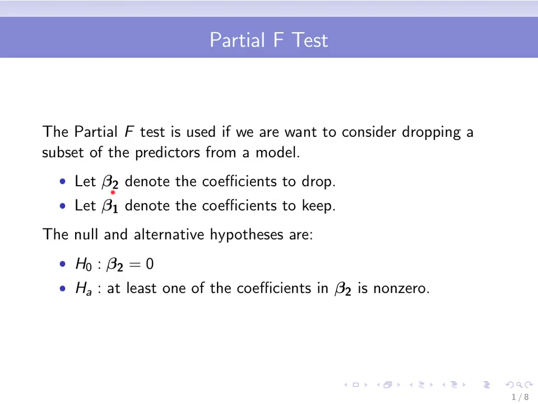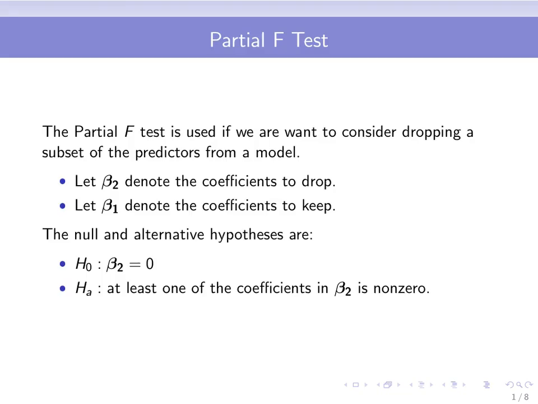So we'll let boldface beta 2 be a vector that denotes all the coefficients you want to drop, and let boldface beta 1 be the coefficients you want to keep. The null hypothesis is basically saying all the coefficients inside this vector are set equal to 0, i.e. you want to drop all of them. And the alternative says at least one of the coefficients is non-zero.